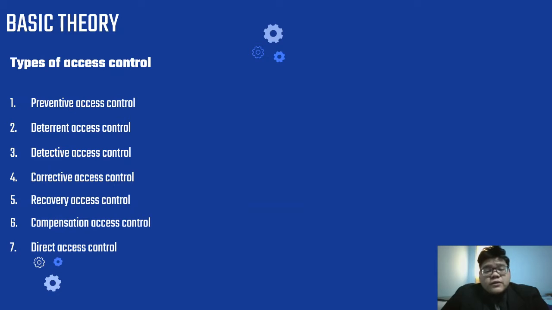Number 6 is compensation access control. It is used to provide a variety of alternative options to support security policies. Number 7 is directive access control. It is used to direct, limit, and control actions conducted by the subject in order to comply with the security policy.